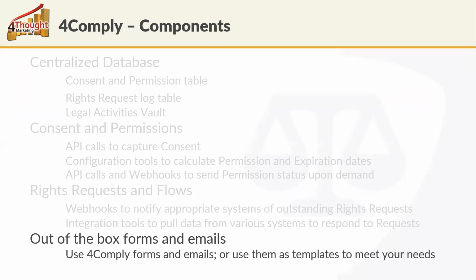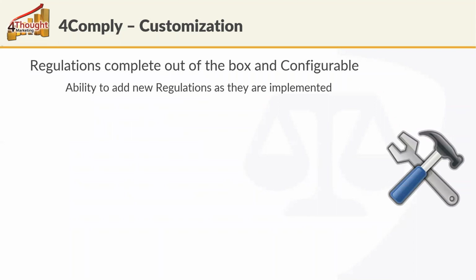And then finally, we have some out-of-the-box forms and emails that you can use as is or use as templates to configure to meet your needs as well. And then finally, along with all of the out-of-the-box items, everything's completely configurable. So we have, out of the box, set up the requirements for the current regulations for GDPR, for CASL, for CCPA. As new laws are finalized, we will put those regulations in as well, but it will allow you to configure to meet your needs.